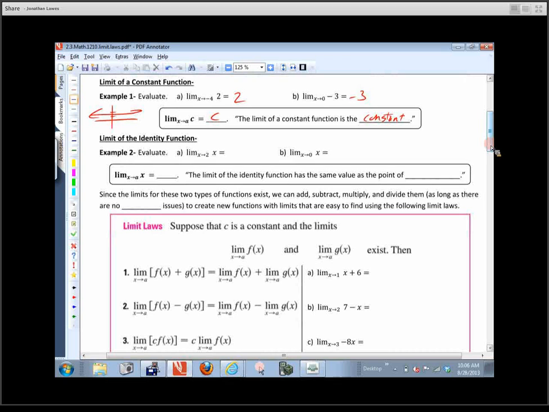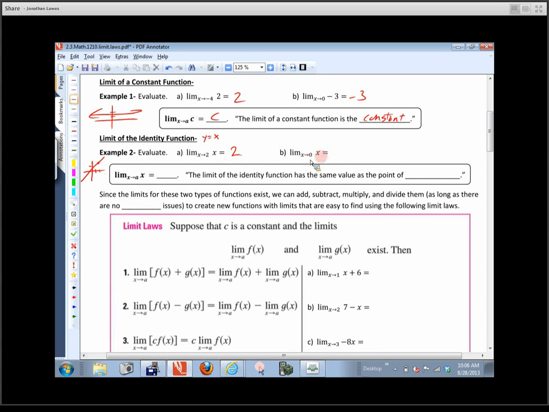A constant function. Now, let's talk about what we get when we have an identity function, about the next easiest. So what we're dealing with here is the identity function y equals x. Think about what that looks like. Nothing weird happens on that. If I were finding the limit as x approaches 2 of x, we're talking about that point right there. What is it? It's just 2.